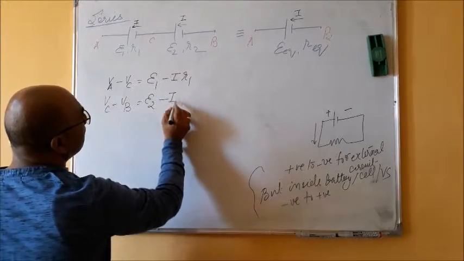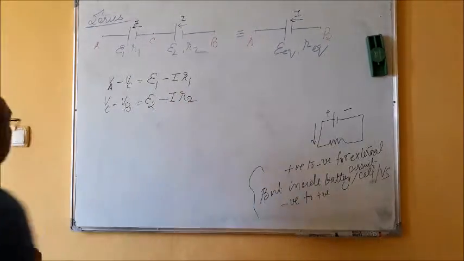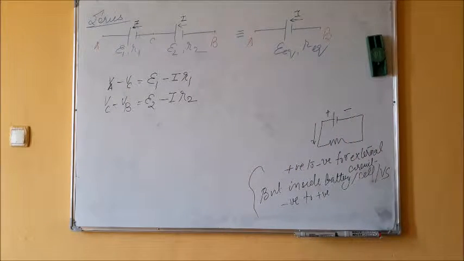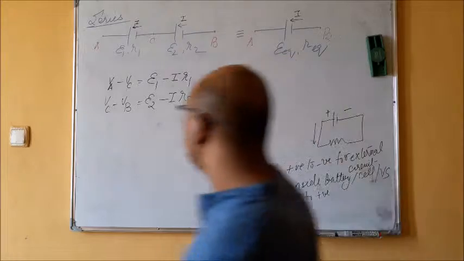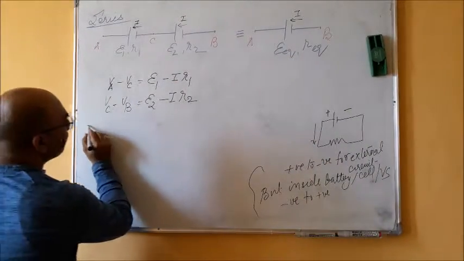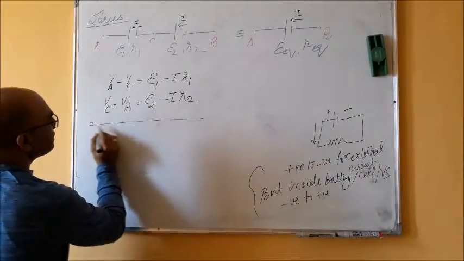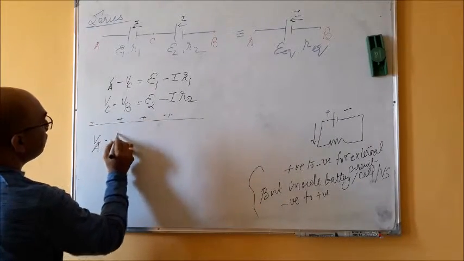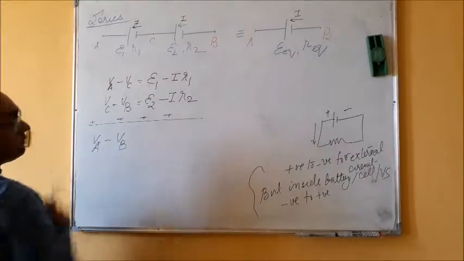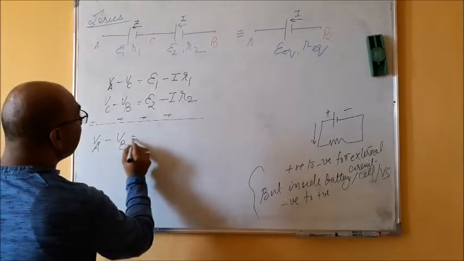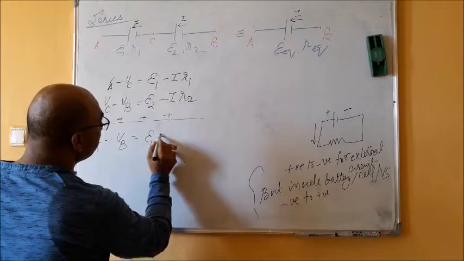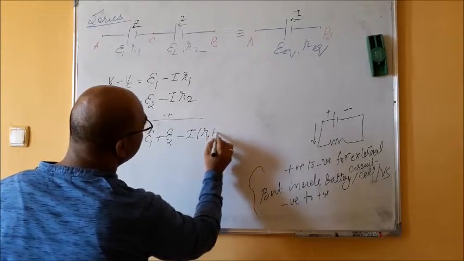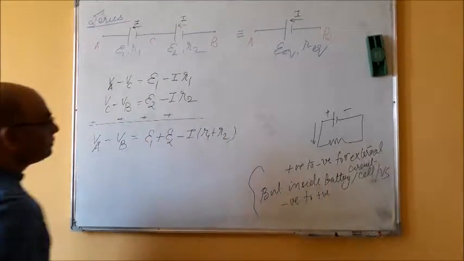So this is clear. Now see the value between VC minus VB, it is E2 minus IR2. Right? So this will be E2 minus IR2. Now if I want to know the total value, I will add these two things. If I add, this VC will cancel out. What I will get is E1 plus E2 minus I times R1 plus R2. Right?